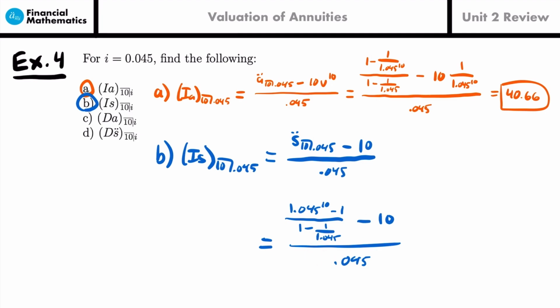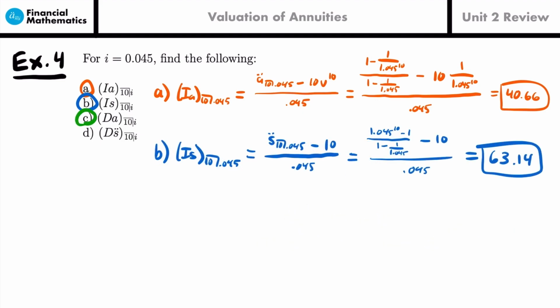It's not very nice, but if you do plug this into your calculator, what you'll find is that the future value of this arithmetic increasing annuity immediate is $63.14. All right, that is the value of this notation. Let's move on to part C.